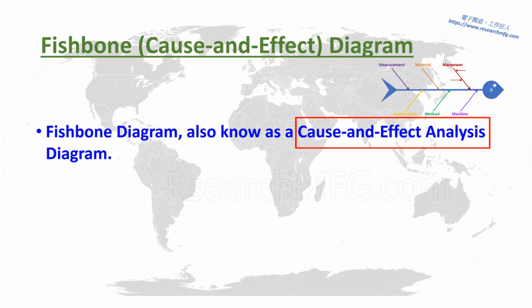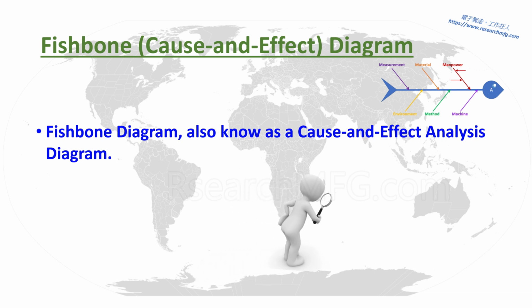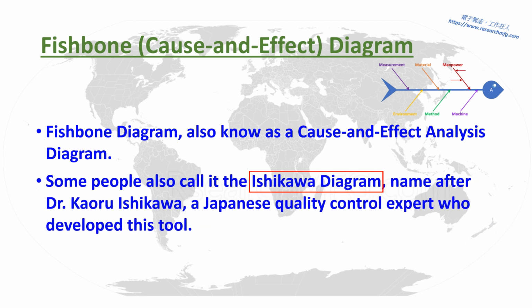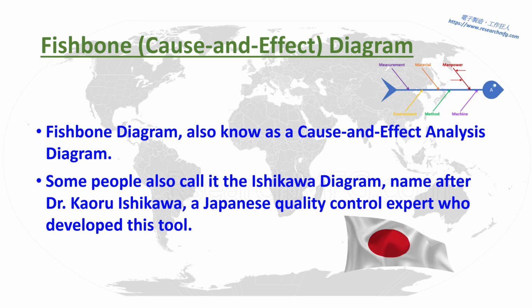Its formal name is cause and effect analysis diagram because it's used to trace a problem, effect, back to its possible causes. Originally, fishbone diagrams were used in product design to analyze causes of failure, or in manufacturing to find the root cause of quality issues and come up with solutions. Nowadays, people use it in many industries to solve everyday work and life problems too. Some people also call it the Ishikawa diagram, named after Dr. Kaoru Ishikawa, a Japanese quality control expert who developed this tool.